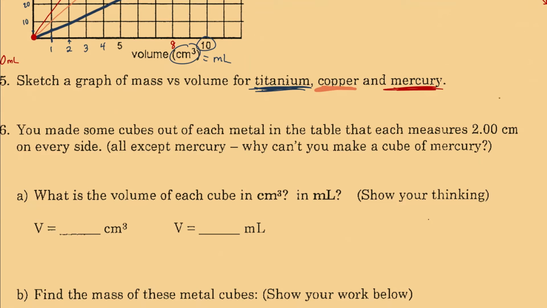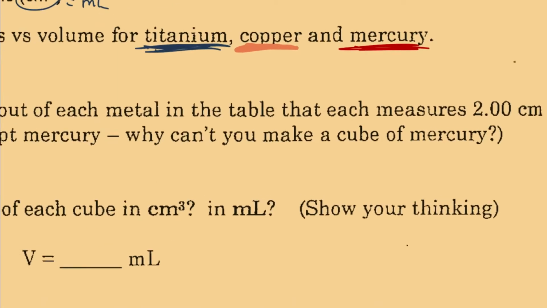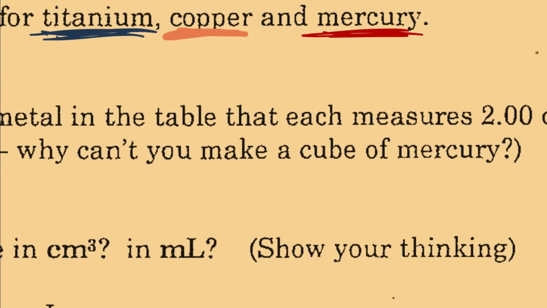You made some cubes out of each metal in the table that each measures 2 centimeters on every side, all except mercury. Why can't you make a cube out of mercury? Well, you might not know this. Well, we should know this by now, actually, because I've talked about mercury a bit since we did this packet. Mercury is a liquid. That's the answer it's looking for there.